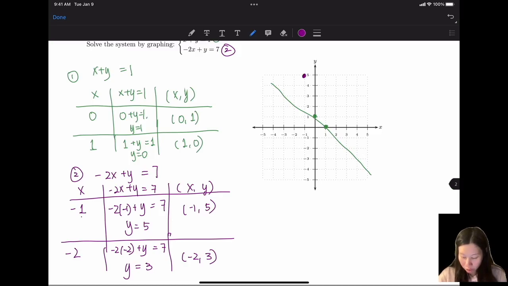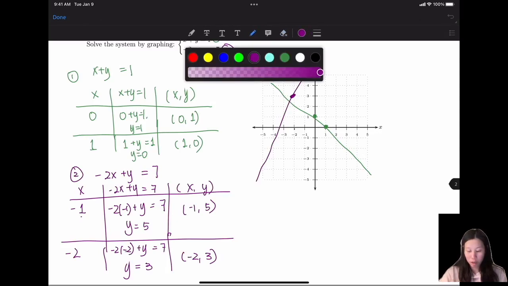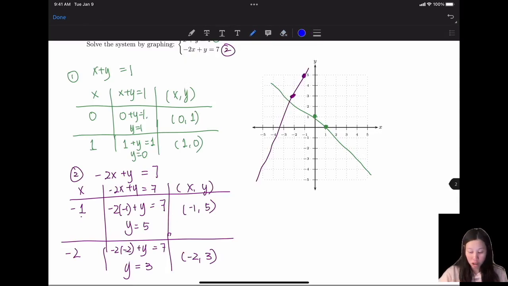And then negative 2, positive 3. So we have that. So this is the plan. So where's the solution? The solution is going to be in the intersection. It's going to be here. So here is the solution.